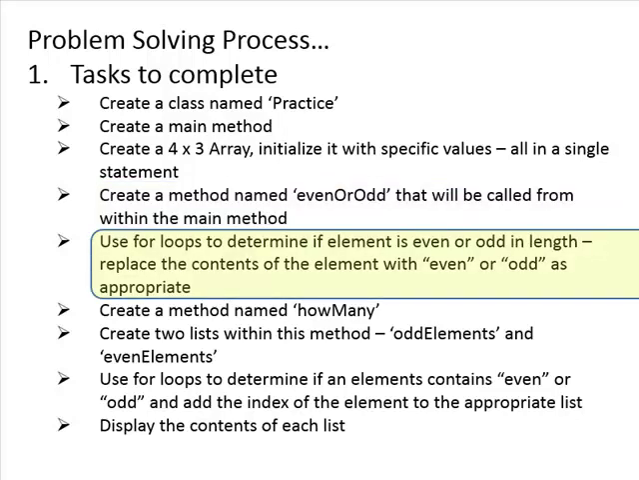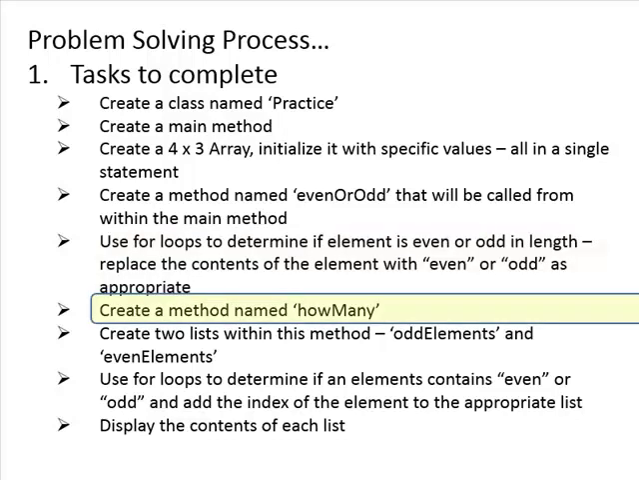Continuing on with this, it specifically says that we need to use for loops to determine if all the elements are either even or odd in length. And if it's even in length, we need to replace it with the word even. If it's odd in length, we need to replace it with the word odd. And we're doing that inside of the evenOrOdd method.